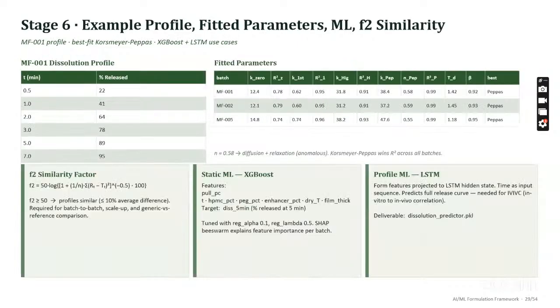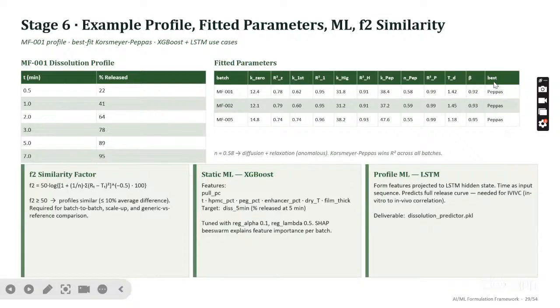Next. Here, the profile fit, ML, and F2 similarity. F2 or F1 is the similarity or difference measure. It shows Korsmeyer-Peppas fits best. One model fits best, giving the result with an exponent around 0.58, so diffusion plus relaxation. The F2 similarity factor above 50 means the profiles match. This is what we use for batch-to-batch and scale-up comparison. ML predicts the full release curve for IVIVC. Okay. Here are the fitting parameters, see the values.